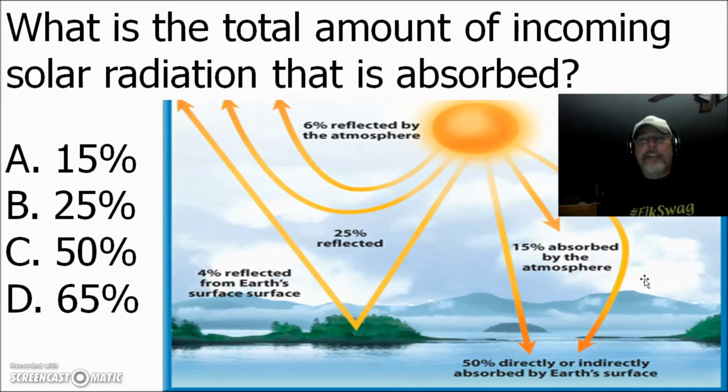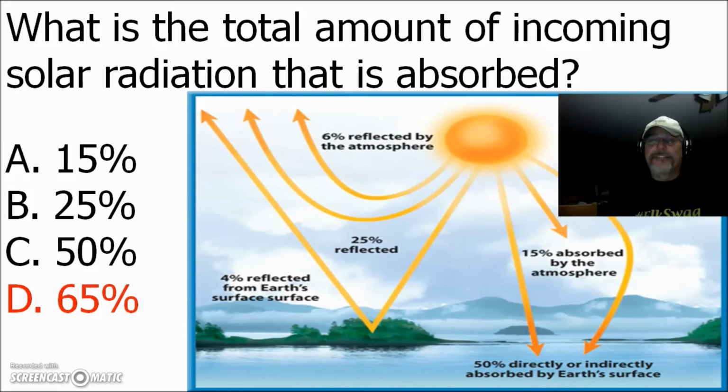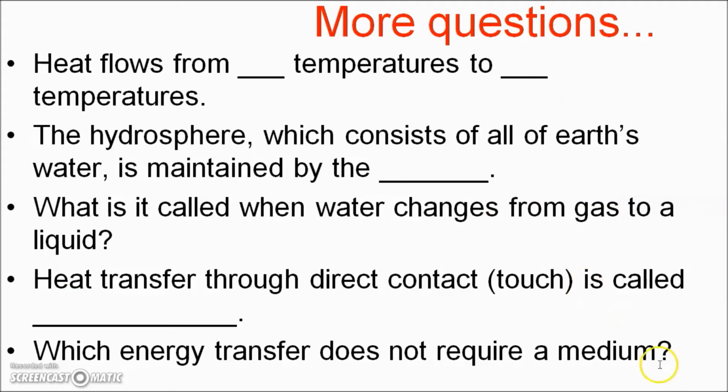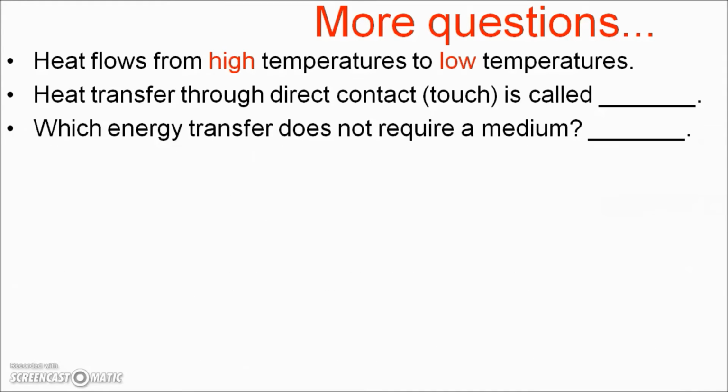Okay, this review goes back a little bit further. What is the total amount of incoming solar radiation that is absorbed? Pause it if you want. Answer coming up. 65%. Heat flows from what? From blank temperatures to blank temperatures. High temperatures to low temperatures.